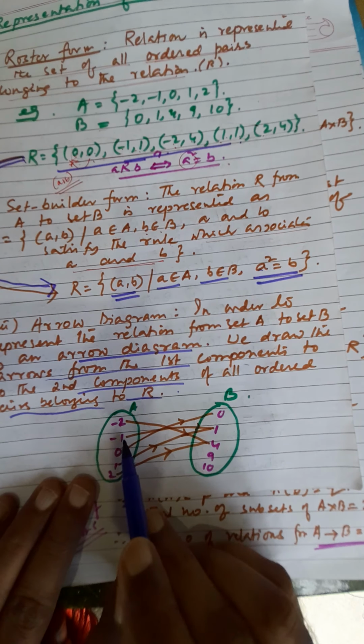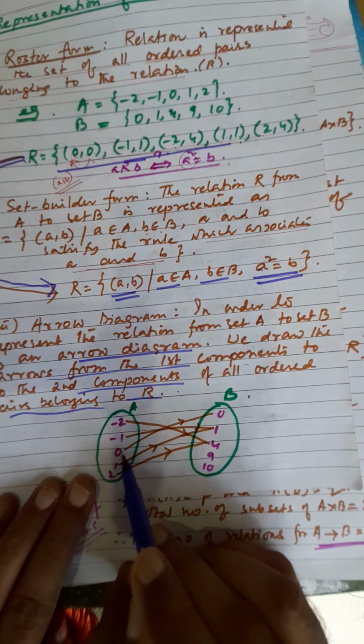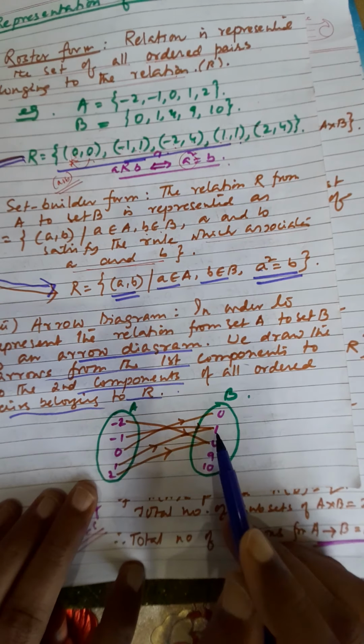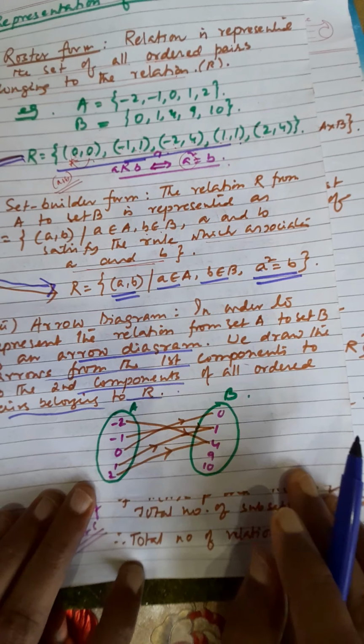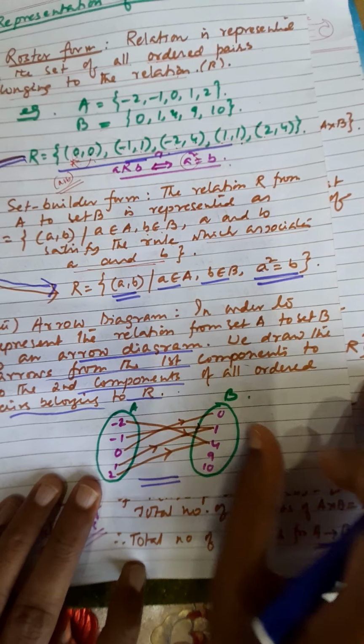-1 whole square is equal to what? 1. 1 is inside B. So -1 is related with 1. 0, 0 square is 0. So 0 is related with 0. 1, 1 square is 1. So 1 is related with 1. 2, 2 square is 4. 2 is related with 4. So in this way we can draw the arrow diagram to represent a relation.